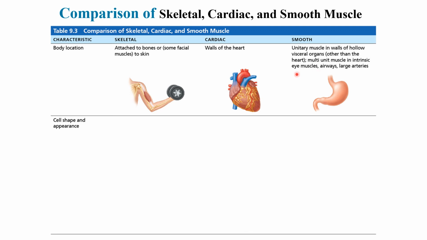We can find it in the eyes, we can find it in our airways and arteries, we certainly find it in our digestive tract, visceral organs, the stomach, small intestine, large intestine. And so you do see lots of diversity. Even the erector pili muscles, which are found in your skin that give you goosebumps, are smooth muscles. So lots and lots of diversity there.